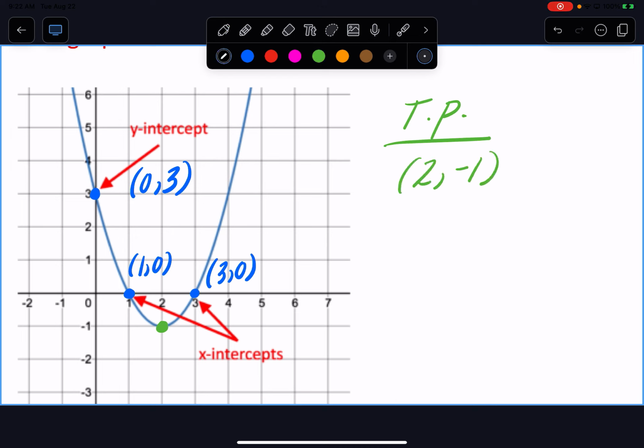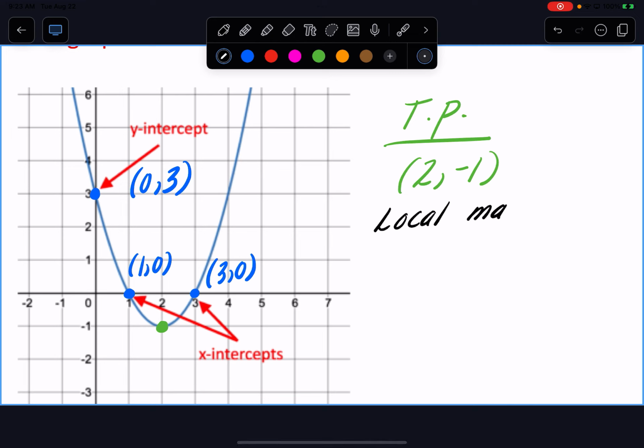Now, turning points are going to be what are considered local max and local min on our graph. So now you're just labeling the turning point. Is it a maximum or minimum? Now, we have to use the word local. There can be more than one local max and min on a graph. I'll show you an example where that happens. Right now, there's only one.